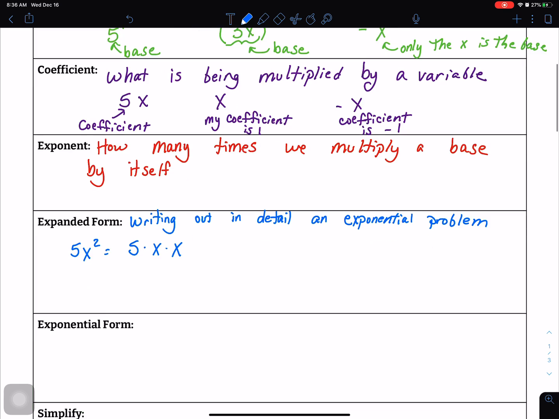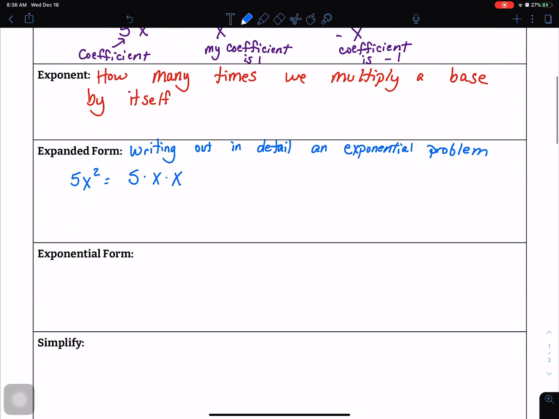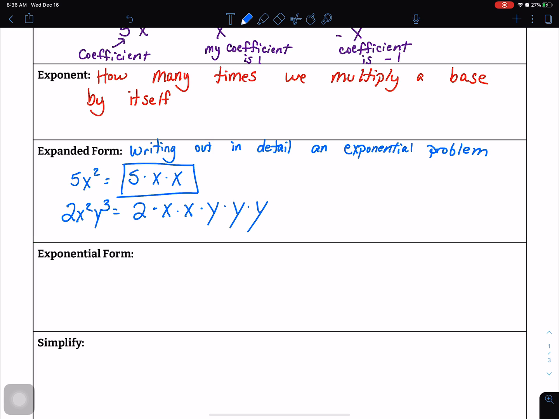So this is expanded form. And if I had something like 2x squared y to the third, I'm really keeping in mind what the base is for each exponent. So the 2 is my coefficient, the x squared is telling me my x is multiplied by itself 2 times. Y to the third says I now have 3 y's. And we're going to do more with them, so we're multiplying them out so we can actually see what's going on.